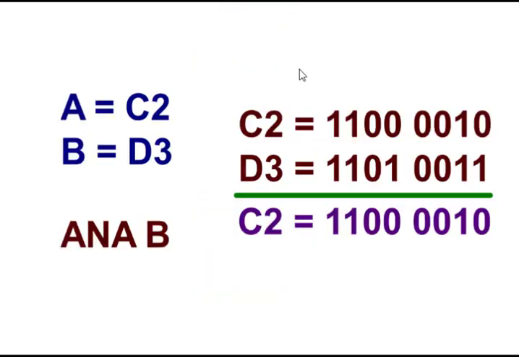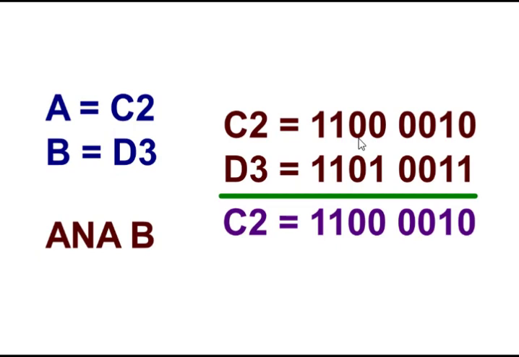Now let us see what happens with ANA B. A contains C2 and B contains D3. We write this data in binary and do the bitwise operation. 0 and 1 is 0, 1 and 1 is 1, so we get this final result. We get C2 again. So after ANA B we will get C2. Note down this result, so that when we execute we'll get the same thing.